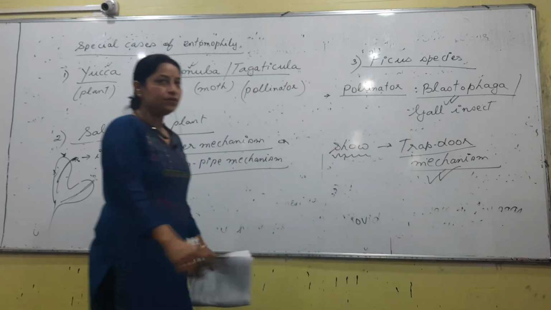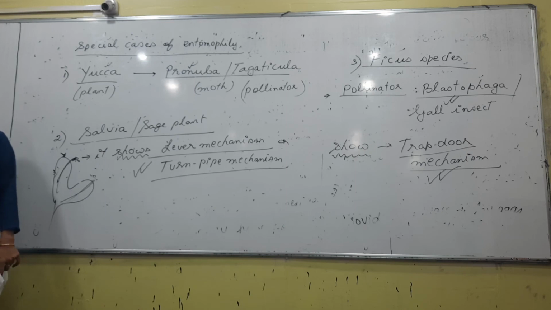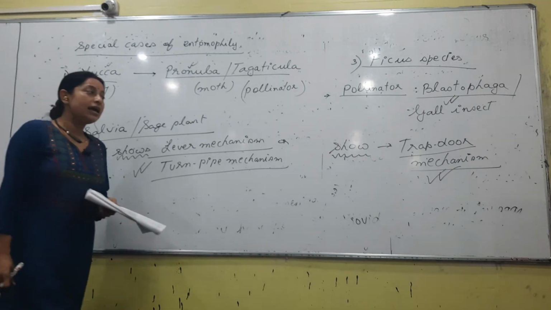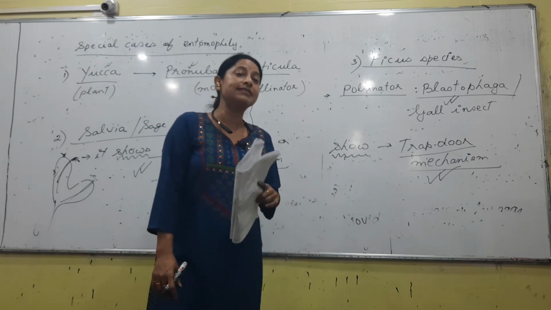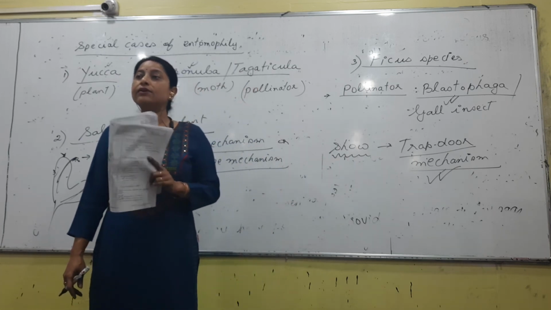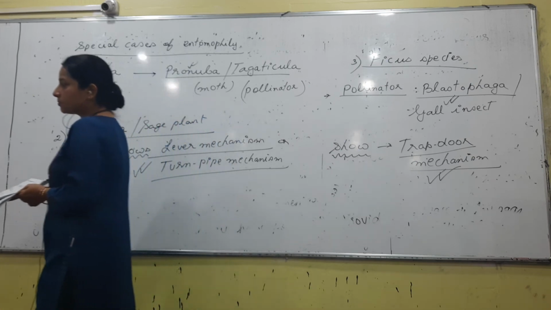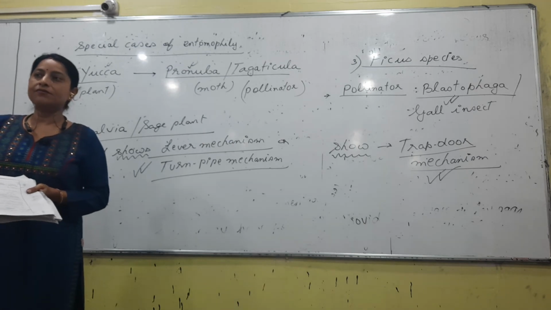So again as I have said, here you don't have to learn about the process. Ficus, what kind of pollination do we see? Trapdoor mechanism, remember. Ficus, we have taken it as an example of a special type of inflorescence. What type of inflorescence does ficus have? Ficus inflorescence.